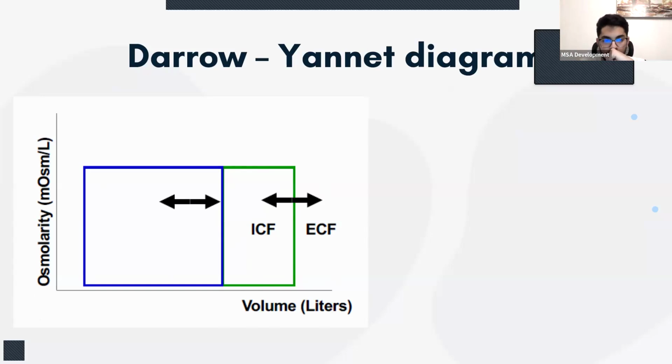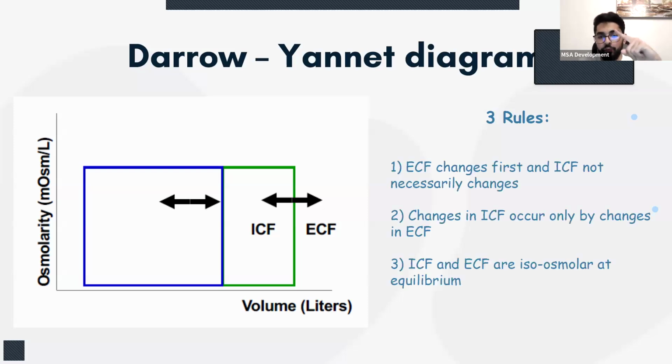So when you have an increase in osmolarity, you're going to see an increase in the height of the boxes. Now, when you want to see changes in fluid regarding the Darrow unit diagrams, there are three rules that you need to know. First of all, extracellular fluid changes first, and then intracellular fluid changes as a result of that. The first rule is that extracellular fluid changes first. The second rule is that intracellular fluid changes are only going to be due to changes in extracellular fluid. Sometimes extracellular fluid can change, but no change in intracellular fluid happens. It's not necessary for intracellular fluid to change every single time. When ICF and ECF are isoosmolar, so they have the same osmolarity, they are at equilibrium and no water change is happening. There is no tension between them.